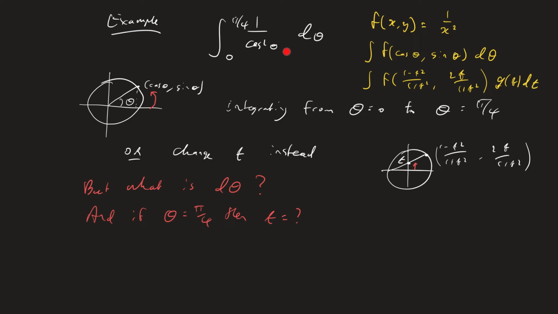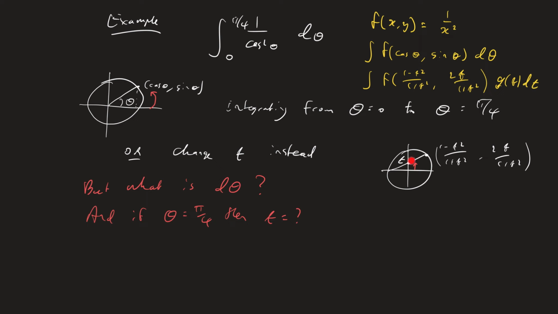So in our original integral, the first question is, what is d theta going to be replaced by? Because as I vary t, the rate of change along my arc length might vary. It won't necessarily be the same as d theta. Also, if I'm integrating from 0 to pi on 4, I need to work out what the corresponding limits in t are.